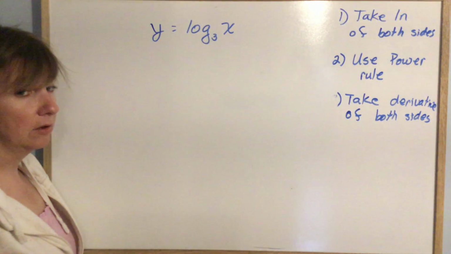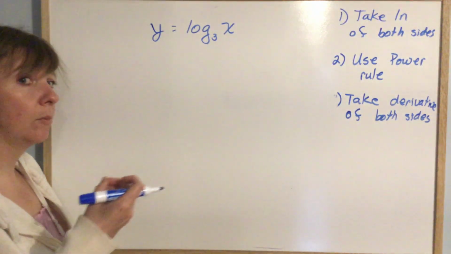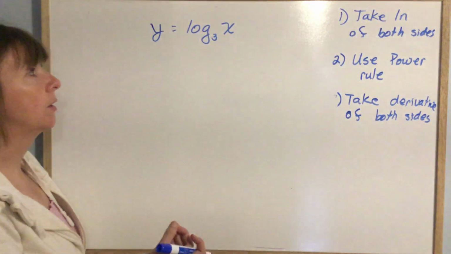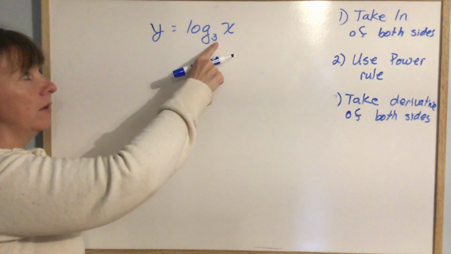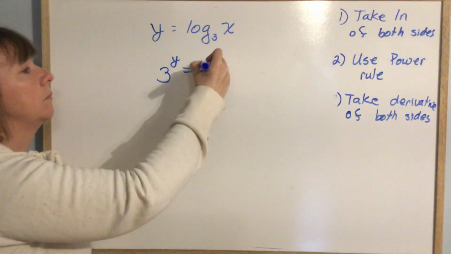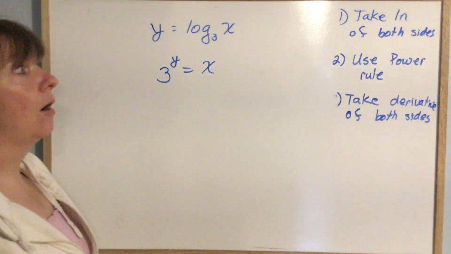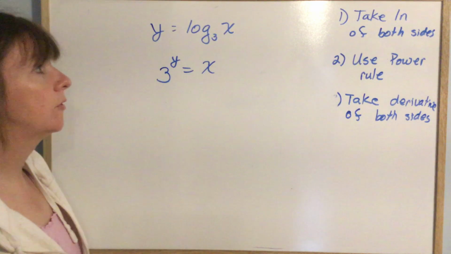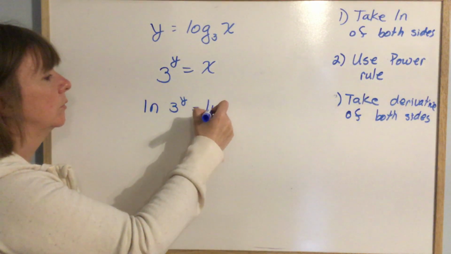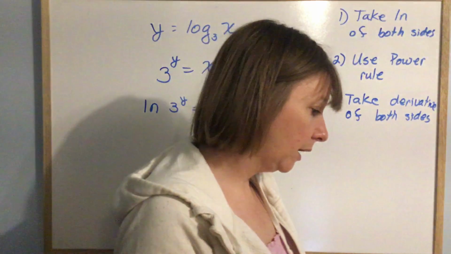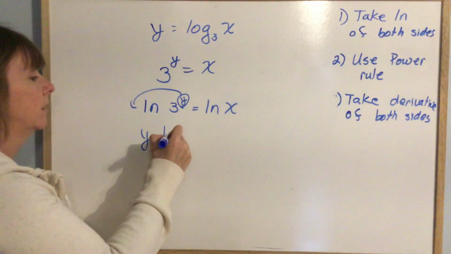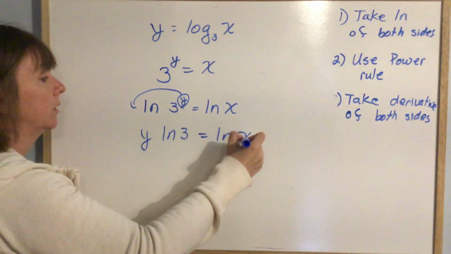I would change this into exponential form. You really need to be able to go back and forth from one to the other. When I said in grade 12 you need to know how to do that, I wasn't kidding, because I knew this stuff was coming. So the base of my log becomes the base of my exponent, this becomes my exponent, and this becomes my answer. Now I can do these 3 steps in order to do the derivative. Take the ln of both sides. Ln of 3 to the y is equal to ln of x. Then I can use my power rule. I'm going to bring this y down in front. I have y times ln of 3 is equal to ln of x.